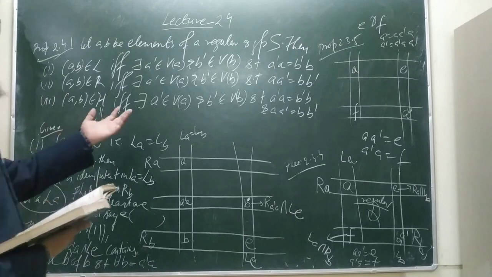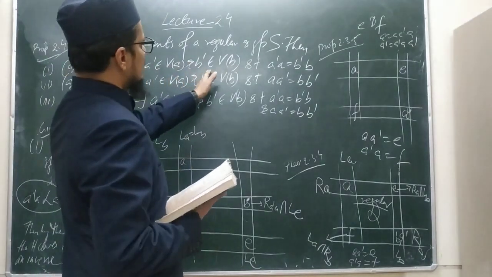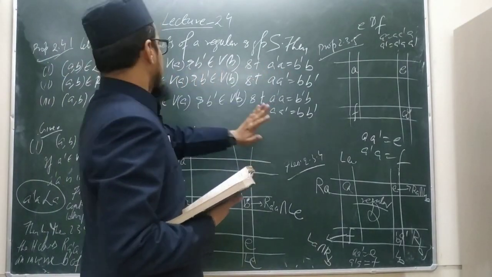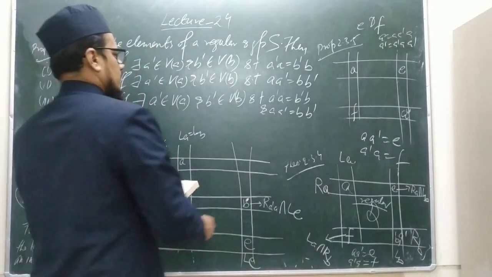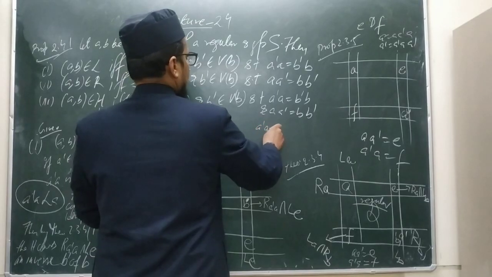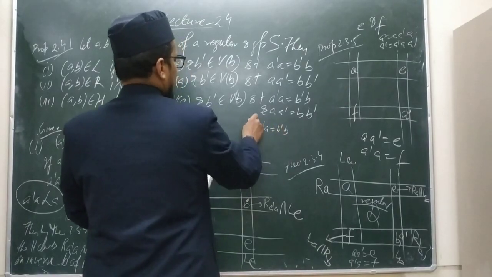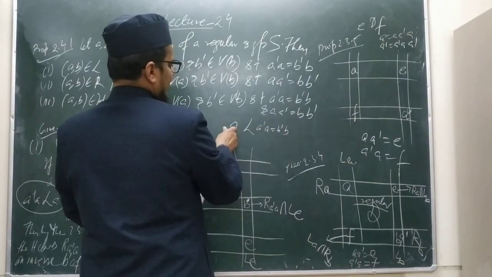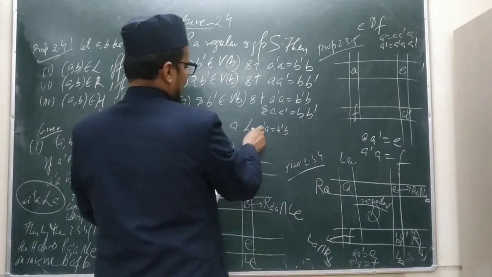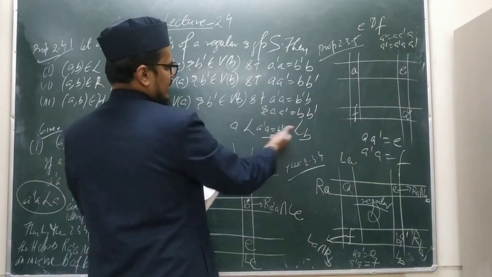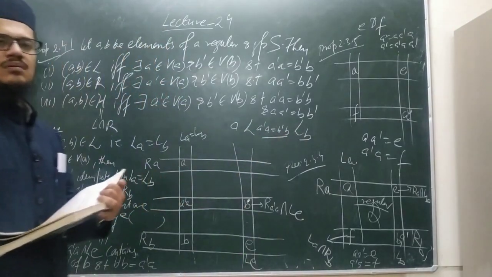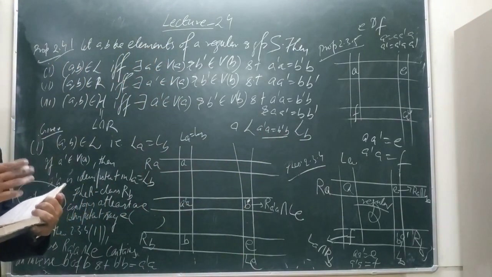Now see the converse part. If there exists A dash belongs to VA and B dash belongs to VB such that A dash A is equal to B dash B, then A and B are related to each other. This is trivial. How? You see A dash A is equal to B dash B. You know that A dash A is related to A and this is related to B. So by transitivity A and B are related to each other. So the second converse part is trivial.